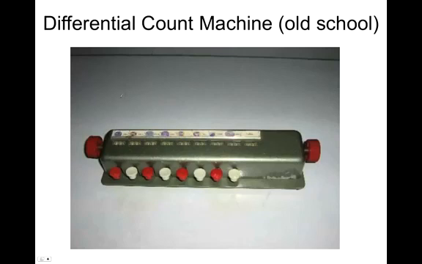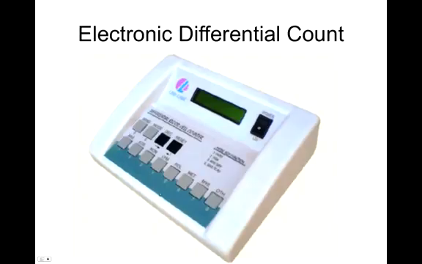This is the old differential count that they would use. So the neutrophils would be over here. Each time the medical technologist would look in the field, they would click on this, and it would measure the total number over here. So when it got to 100, that would measure the percent that they would see in the field. They would look through several fields. Now it's automated.